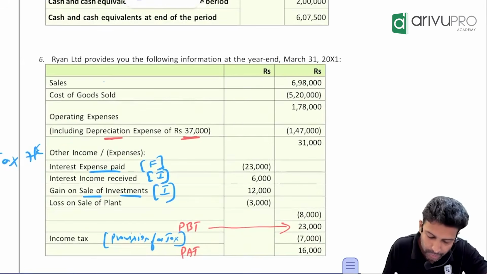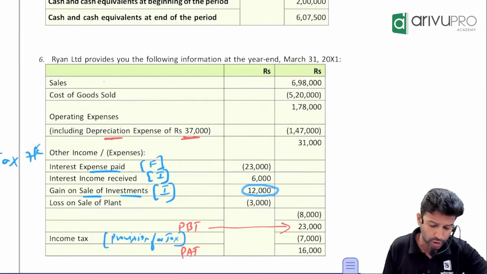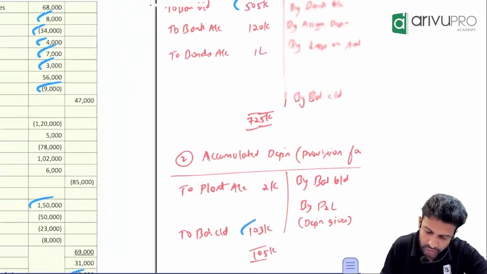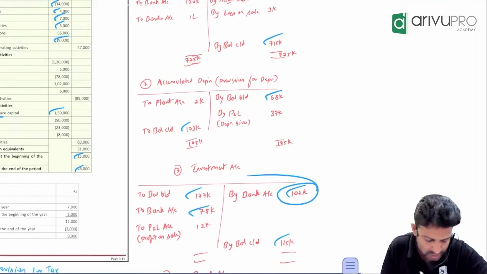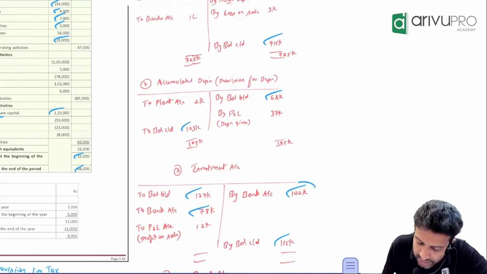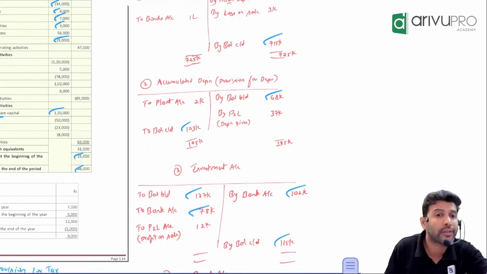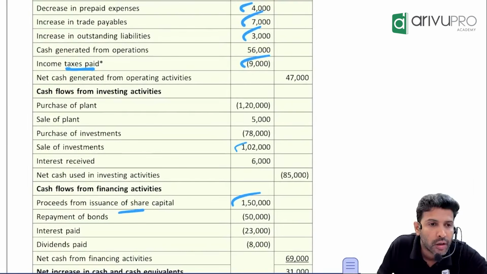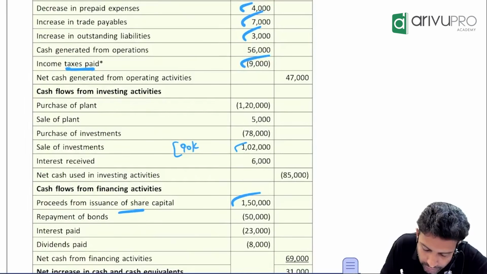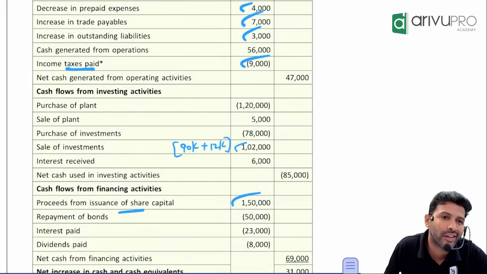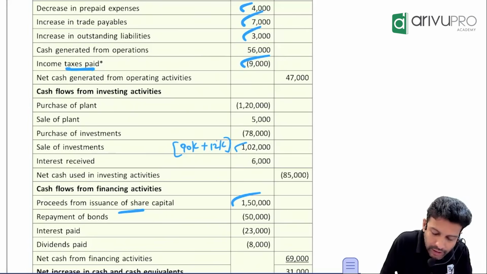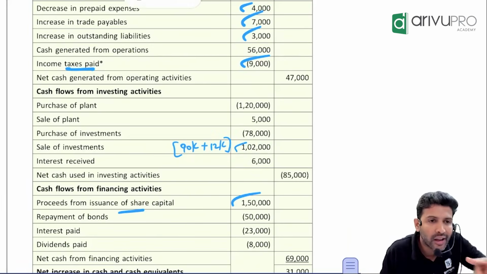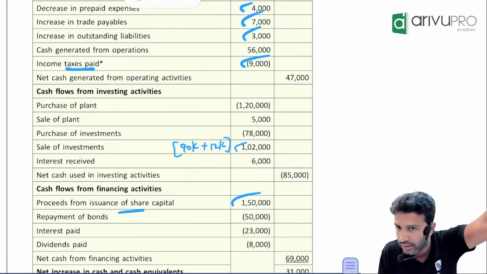Some recorded-class students keep asking me the query: sir, will we not show this 12,000 under investing activity? It is included. How did you get here? What is the selling price of investment? 102,000. Sale of investment is what activity? Investing. Under investing activity you will show 102,000. How did you get 102,000? 90,000 cost plus 12,000 profit. So profit is already included. Again, you don't have to show the 12,000 under investing activity. It is already included in the sale value.